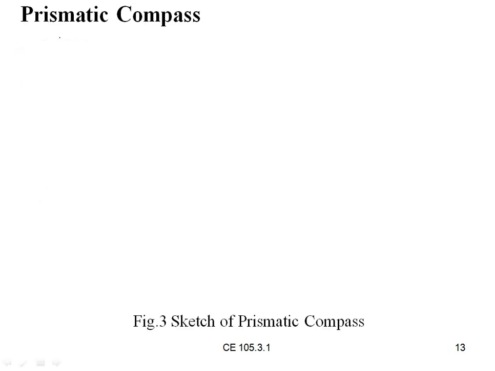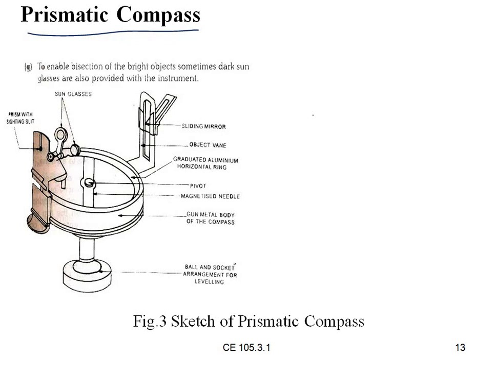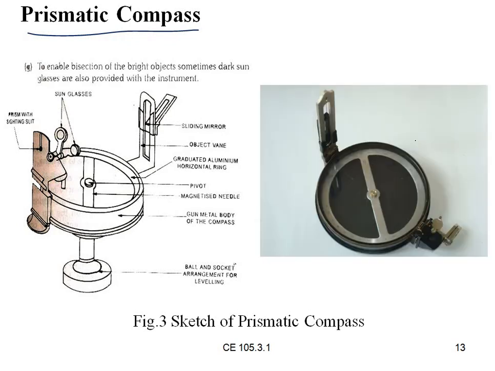So, Prismatic compass diagram. You can see this is the actual original diagram. It will be like a sail. Here you can see the component parts very clearly.